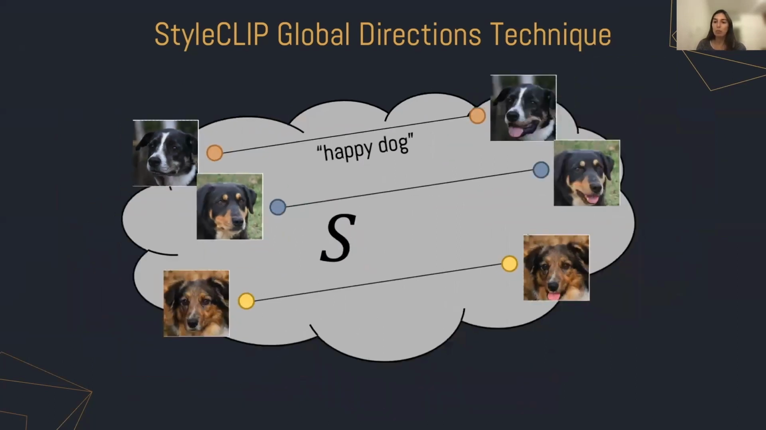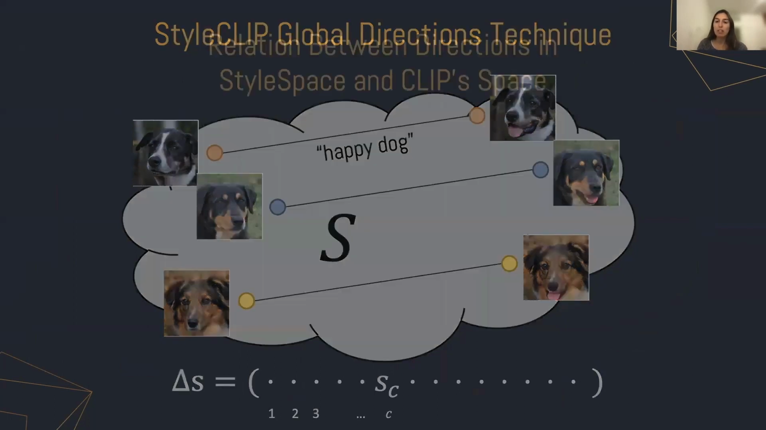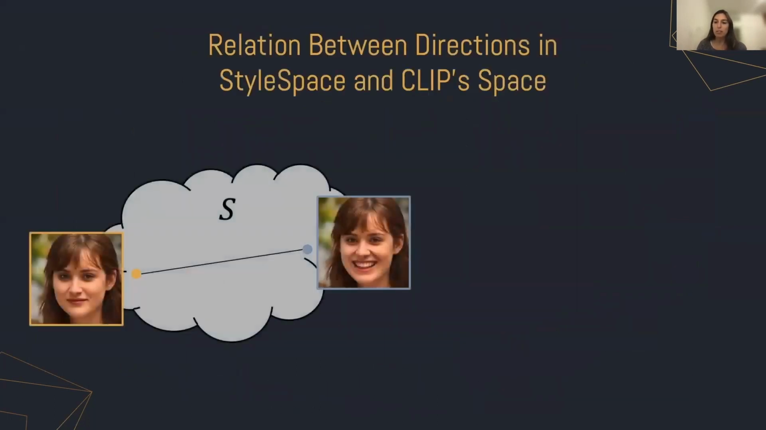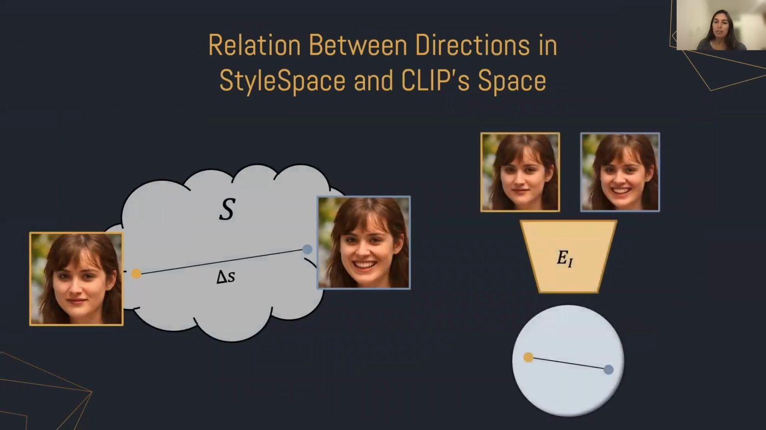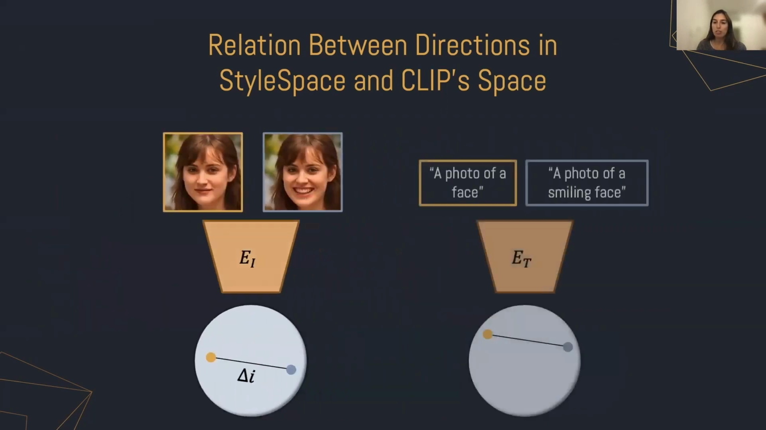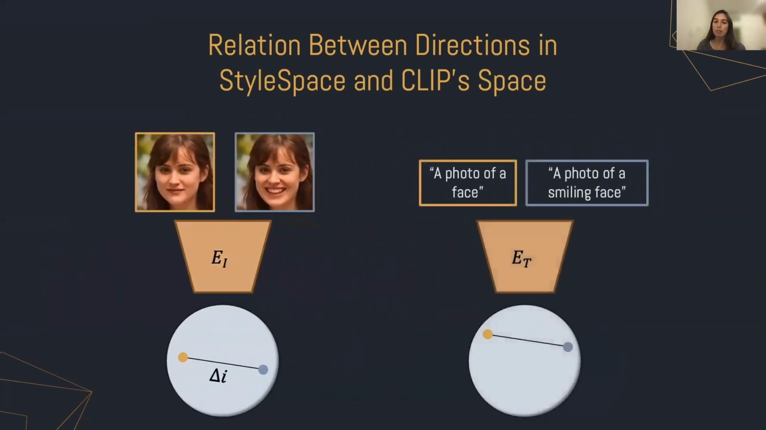We will now see how to construct a direction delta S given a text prompt. But first, let me explain the relation between style space and CLIP space. A direction in style space, denoted by delta S, has a corresponding direction in CLIP space, denoted by delta I. We find delta I by applying the image encoder to a pair of before and after images. Now, this direction should agree with the direction in CLIP space defined by the text and denoted by delta T.